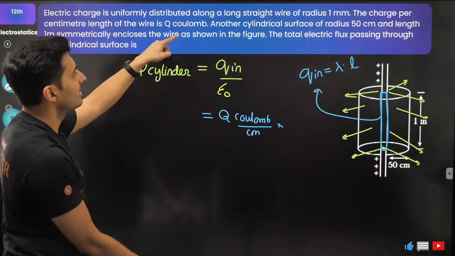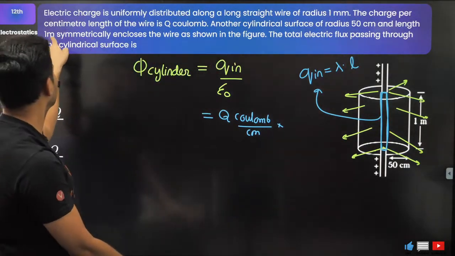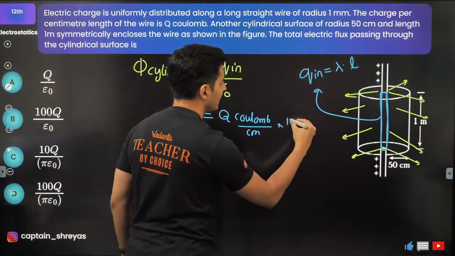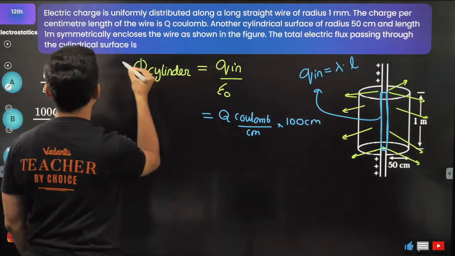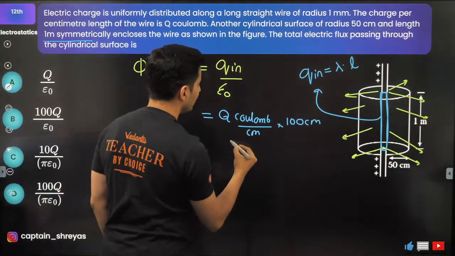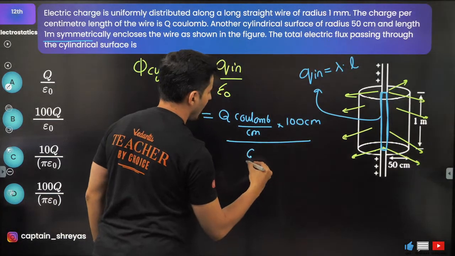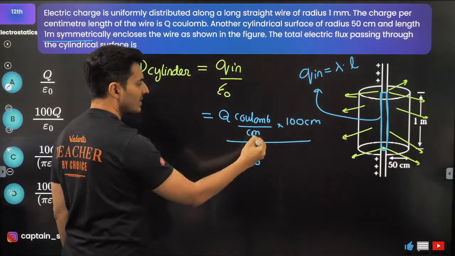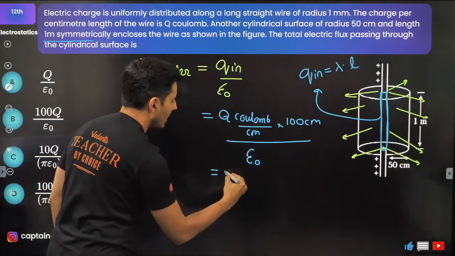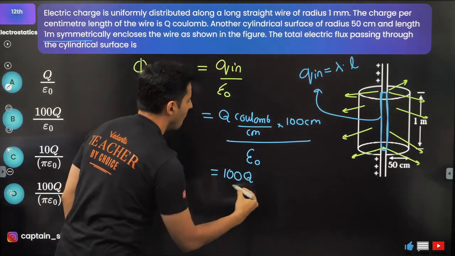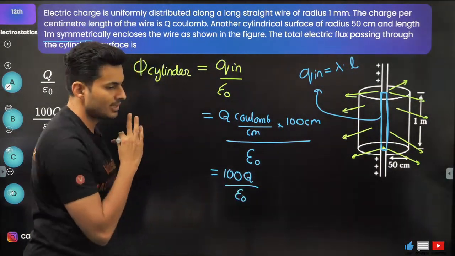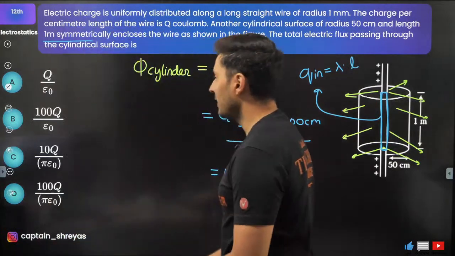How much is the height of the cylinder? Radius is 50, length is 1 meter. 1 meter is basically 100 centimeters. I hope you see that, 1 meter. This whole thing divided by epsilon naught. So centimeter cancel, so it will be 100 Q by epsilon naught. That is the answer to this question. And is it there? B.